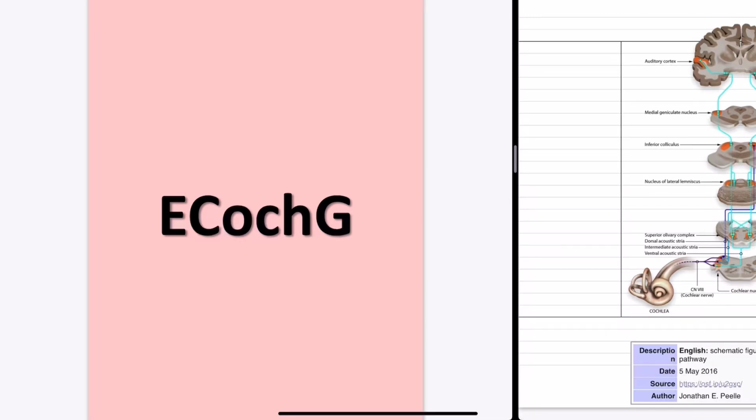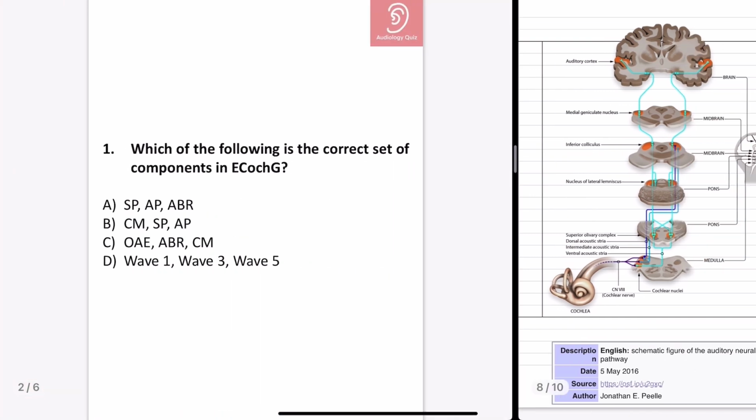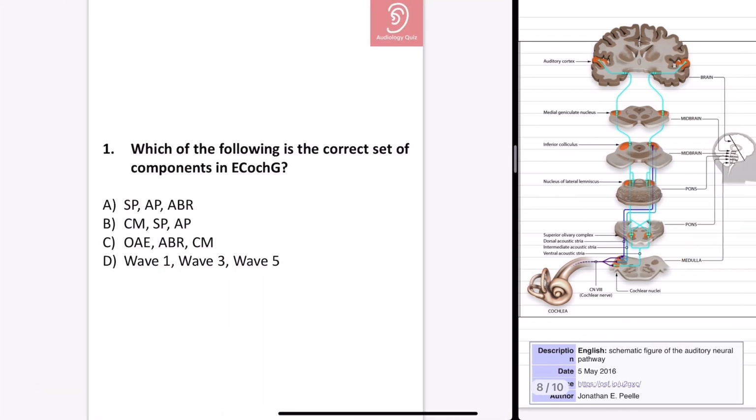In this session, we will go through some key questions about electrocochleography, or ECochG. Let's get started. Question 1. Which of the following is the correct set of components in ECochG? The correct answer is B. ECochG consists of three key components: cochlear microphonic, summating potential, and action potential.